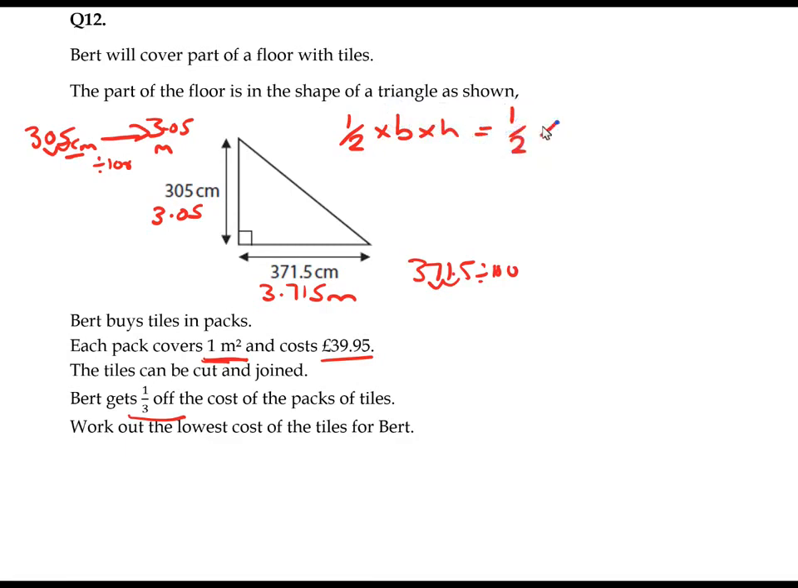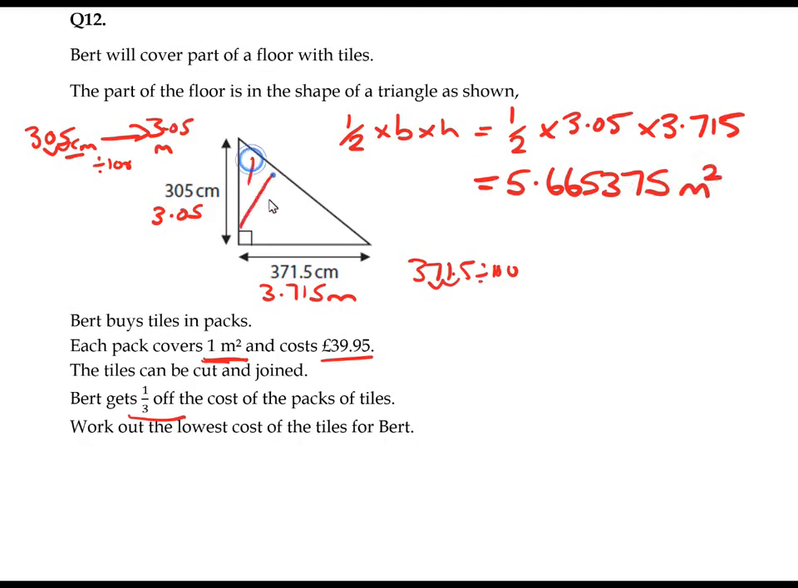So it's a half of 3.05 times 3.715. So let's put that in our calculator and see what we get. And we get 5.665375 meters squared as the area of our triangle.